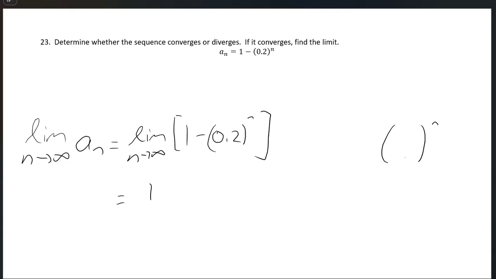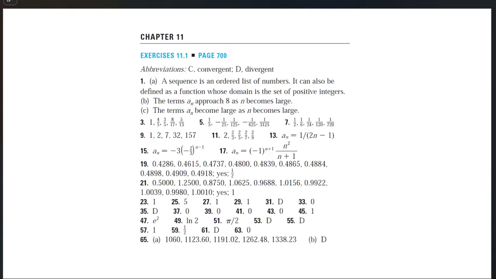Anything bigger than 1, even 1.1, we're growing. In this case, we're growing by 10% every time. So it's going to blow up to infinity, okay? And at 1, it's just a constant 1, okay? So in this case, 0.2 to the n power is going to approach 0 as n keeps getting bigger and bigger. So the final answer is 1. Let's check. That was number 23. 1. Good.